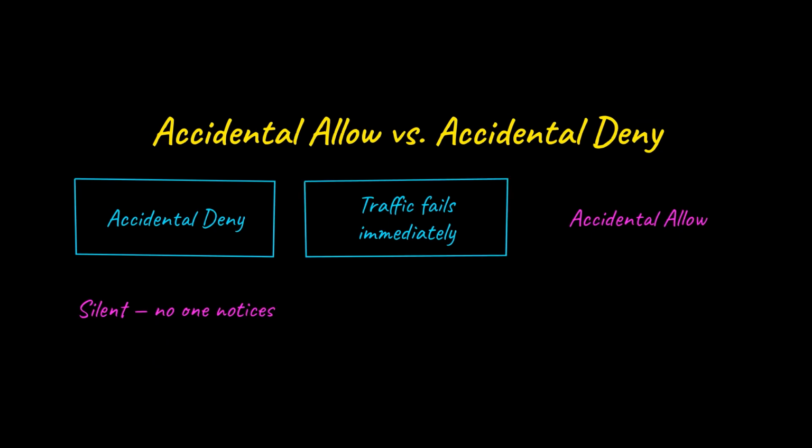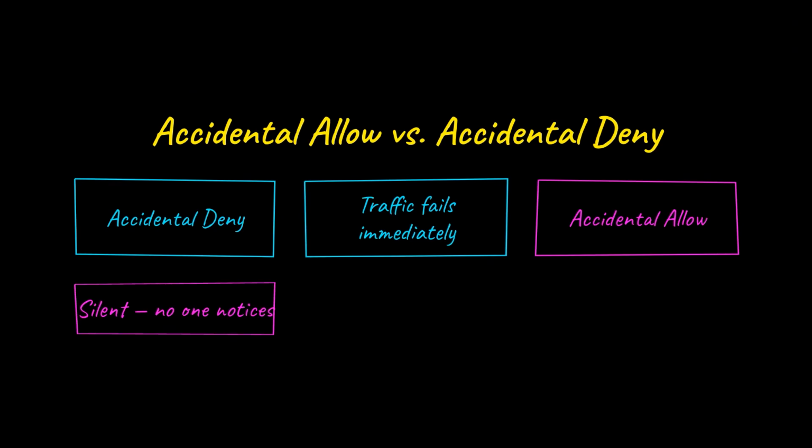An accidental deny is obvious. Traffic fails and users complain. An accidental allow is silent. The unwanted access continues undetected until an audit or breach reveals it, making it far more hazardous.